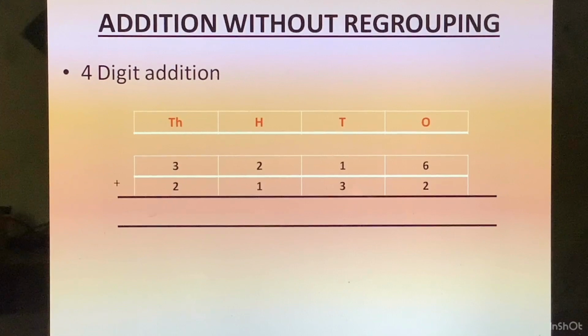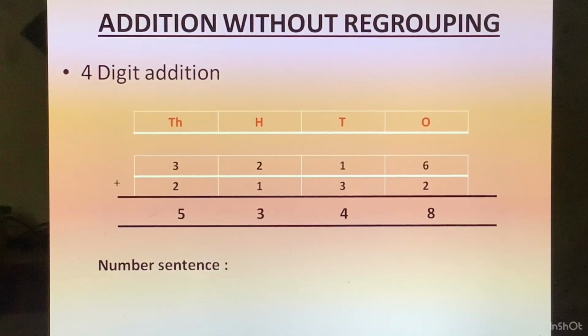Now we will do 4-digit addition. This is very similar to how we had done the 3-digit addition. Here also we will start with the ones column, that is the extreme right. Here we have 6 plus 2 which is 8. Then the tens column we have 1 plus 3, 4. Hundreds column 2 plus 1, 3. And thousands column 3 plus 2, 5.